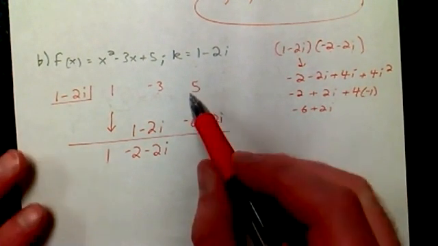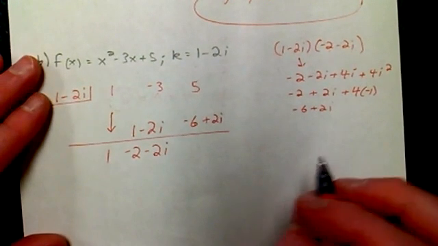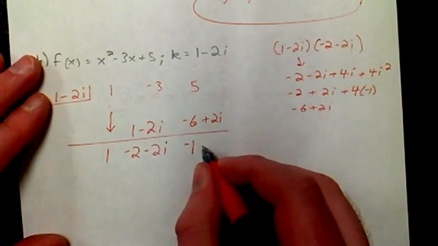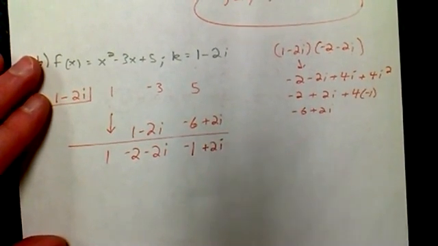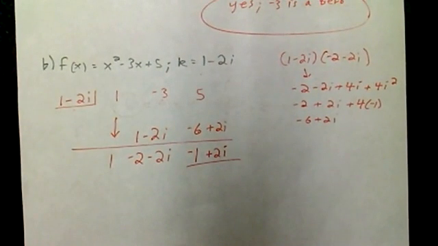So what do I get from that? Well, looks like I'm going to get a -1 plus 2i, which is not 0. So I know it's not a 0.